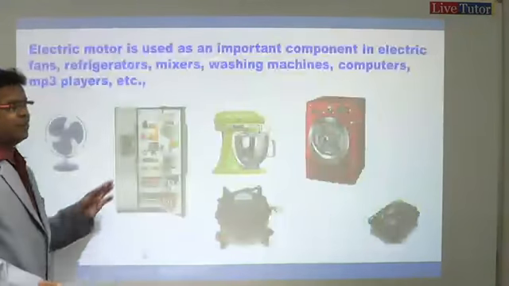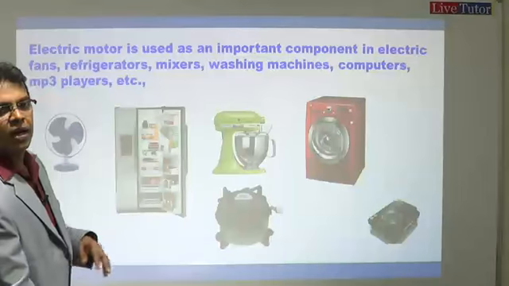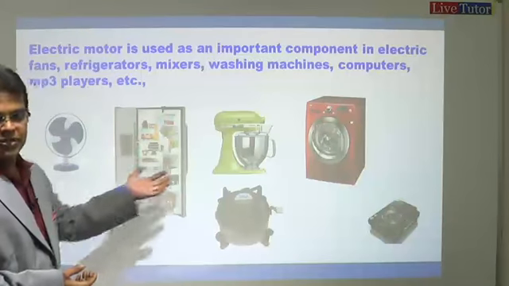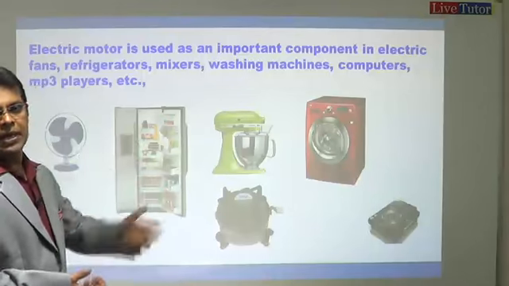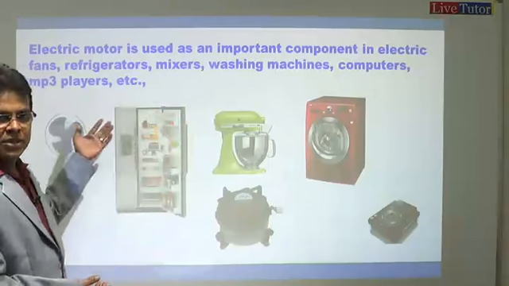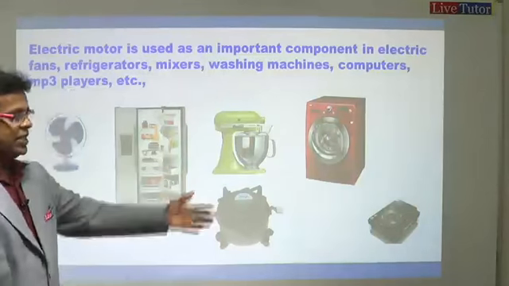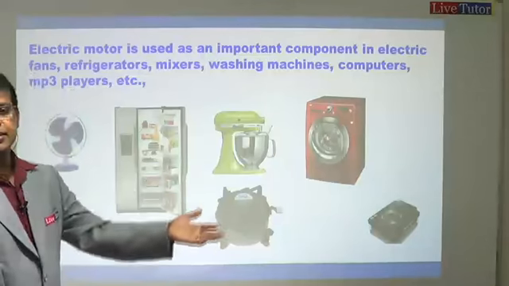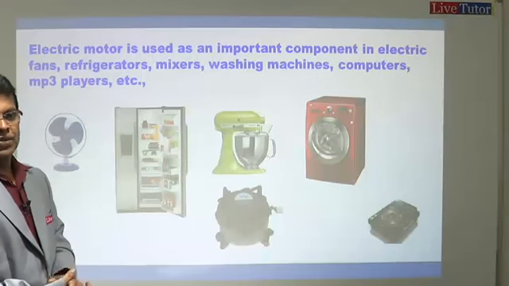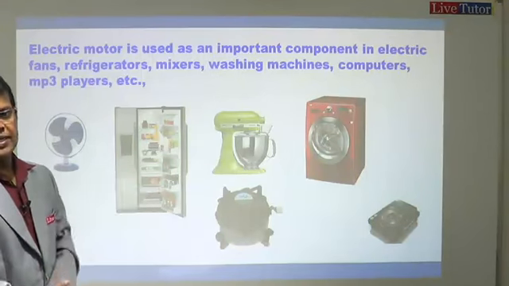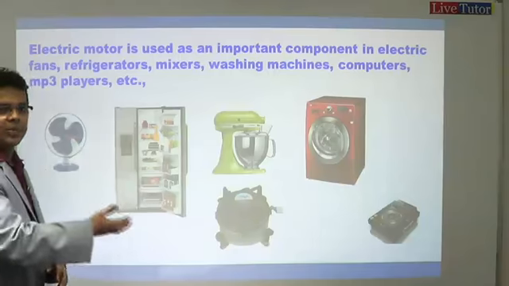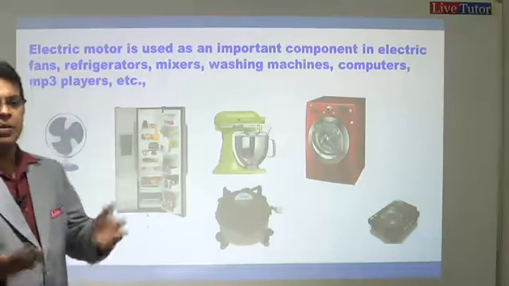Now we are going to see in detail the functioning of the electric motor, how it is constructed and how it works. These are the components in different appliances, such as electrical fans, refrigerators, mixers, washing machines, computers, and even the MP3 player, which we call a CD player. All these appliances work with the help of an electric motor. There may be a question, give examples of devices that run on an electric motor. You can cite examples like this. Just look at the pictures and remember.